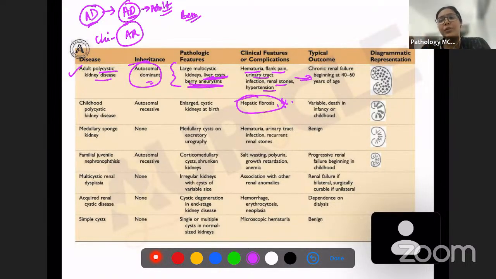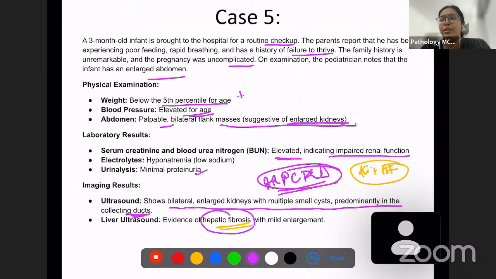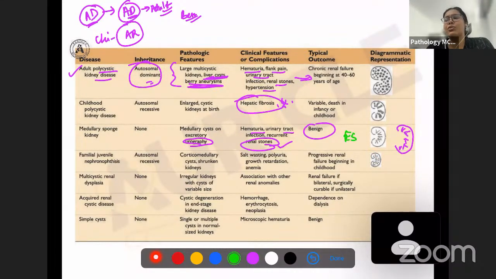Medullary sponge kidney we also discussed. In the medulla, you're going to have lots of cysts. What is the urography finding? We had a brush-like pattern of the papillary ducts. You can see in the image over here, this is the medulla, with this brush-like pattern of the ducts. Hematuria, yes. Recurrent urinary tract infections and renal stones, yes. But this is benign. Remember, medullary sponge kidney does not essentially lead to end-stage renal disease.